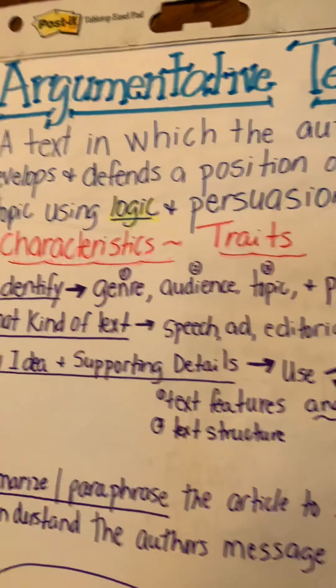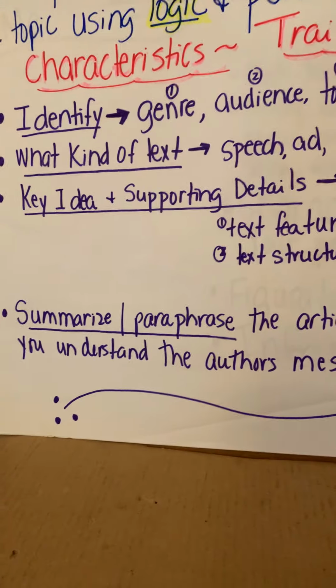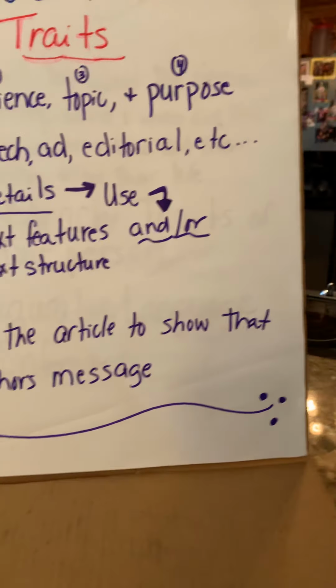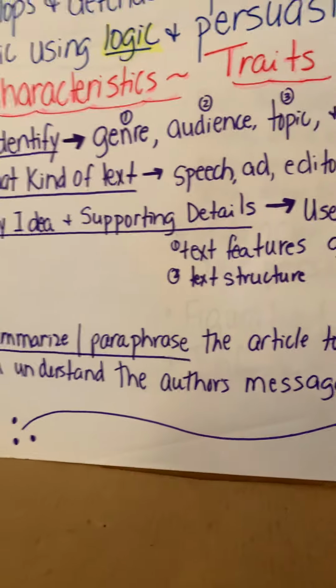Supporting details is like text evidence, my dears. So give us some text evidence. If you're going to say you don't think that they should have tests, why? I need some data. I need some information. You need to have supporting details or text evidence. And then the last characteristic is to summarize or paraphrase it. If you can summarize the article, that means you can show that you understand the author's message. So I'm going to read one to you in a second, and we're going to do it together.